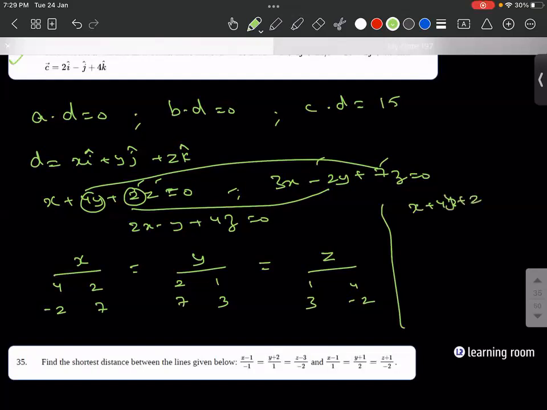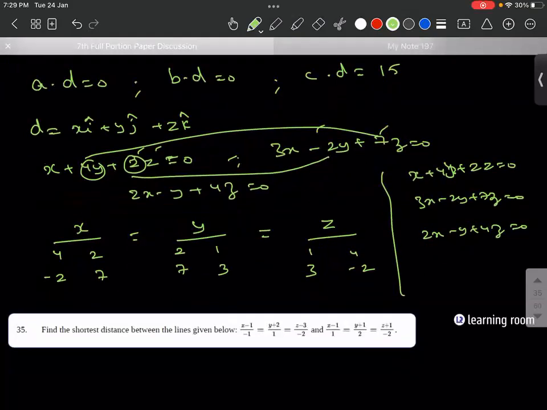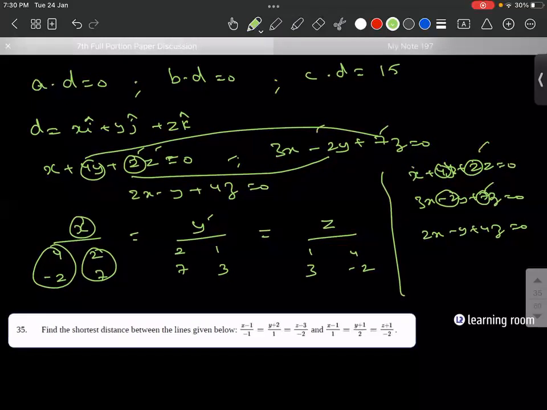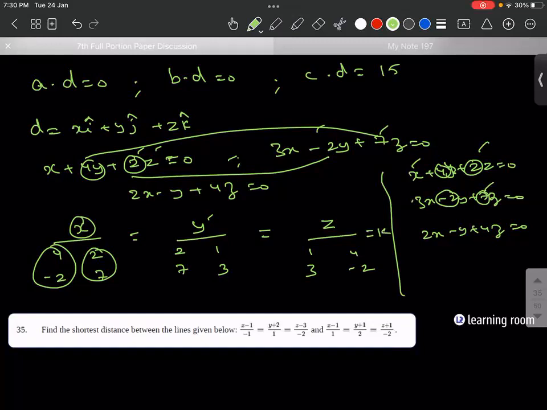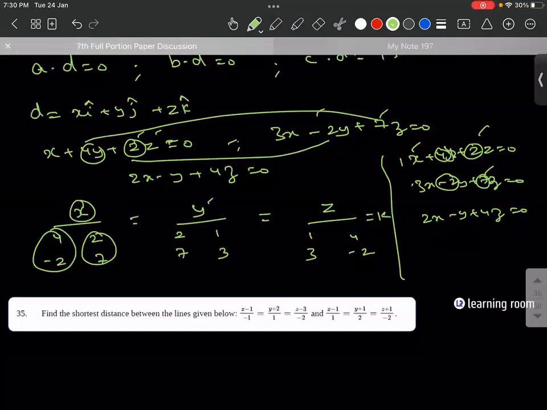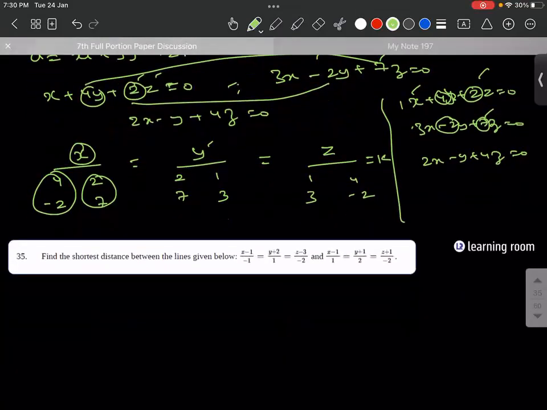I wrote them in the proper order. X plus 4y plus 2z is equal to 0. 3x minus 2y plus 7z is equal to 0. 2x minus y plus 4z is equal to 0. So x divided by 4 minus 2, 2, 7 is equal to y divided by 2, 7, 1, 3. So that's what I do. Similarly, z divided by 1, 3, 4 minus 2. Everything I equated to k. So now you need to solve them using the determinant method.